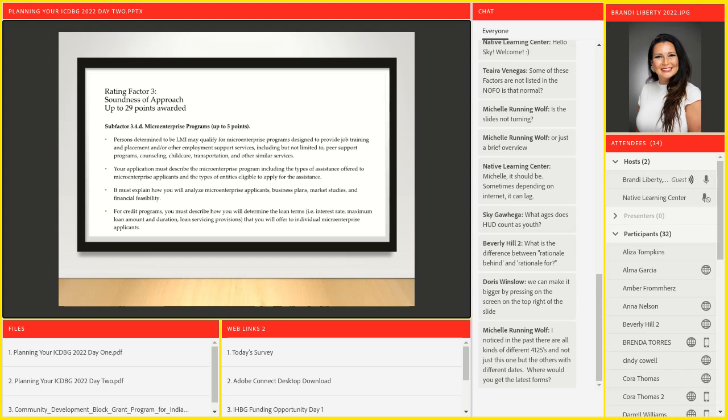If you're doing a credit program, you need to describe how you would determine the loan terms, such as interest rate, maximum loan amounts, etc., that you will offer to those individual micro enterprise applicants.